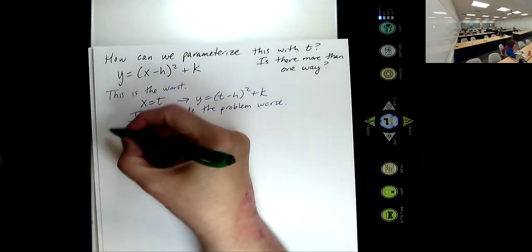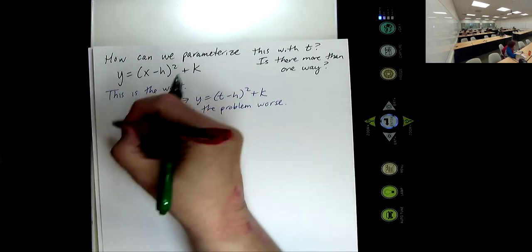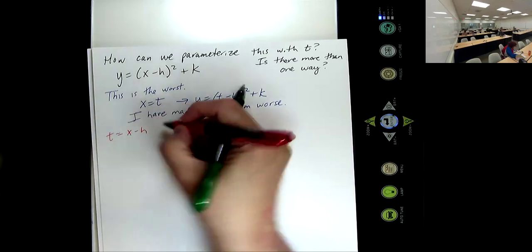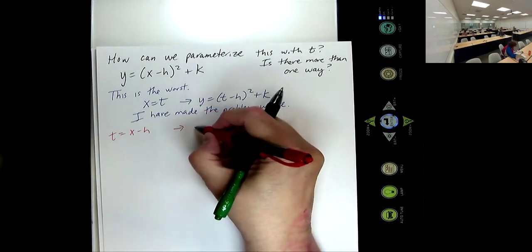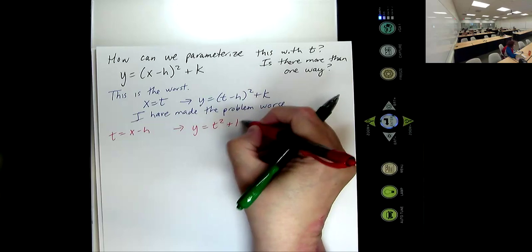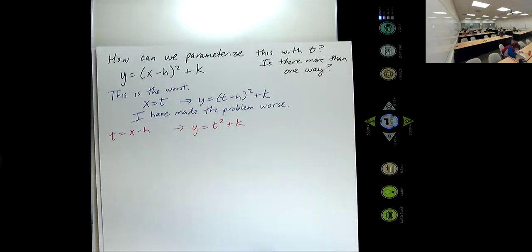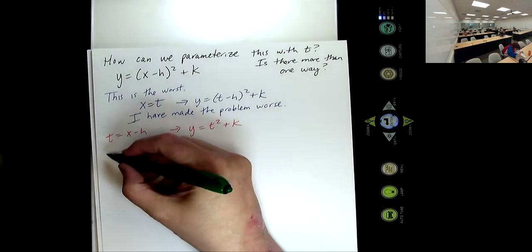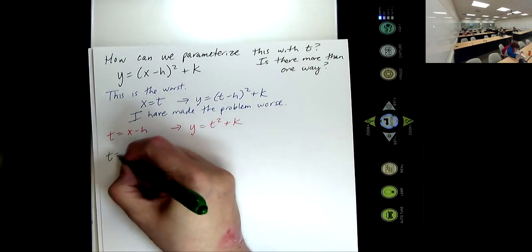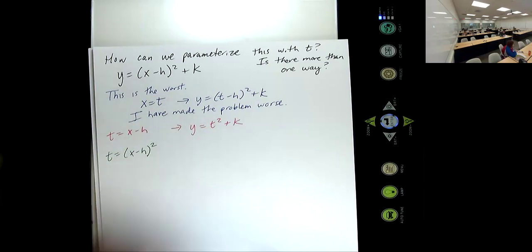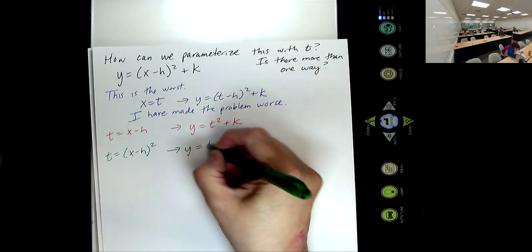So one way of doing it is t equals x minus h, so that y equals t squared plus k. Another way of doing it, we could say t equals x minus h squared, and that makes y equal t plus k.